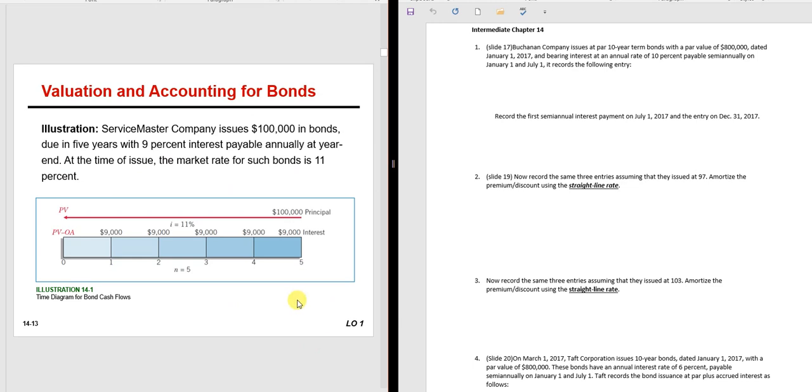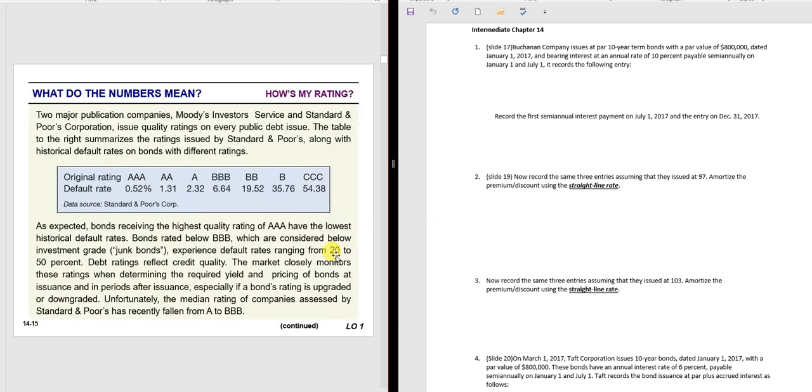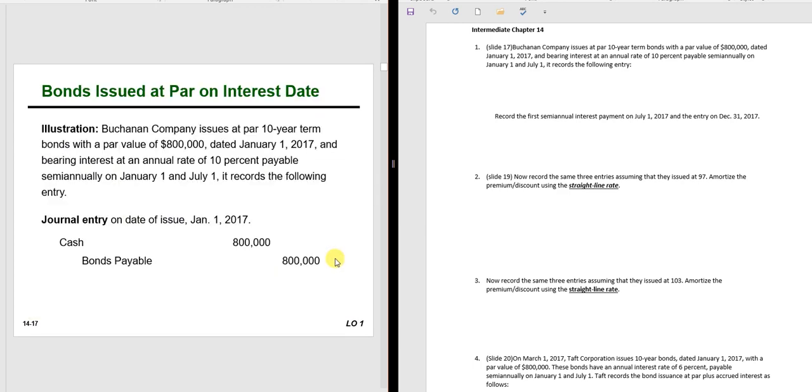All right, so I'm going to find this first one. It looks like it's slide 17. Okay, so Buchanan Company issues at par. That means, you just learned it, if they're at par, it's going to sell for $800,000. So I don't really even need to go to my present value tables because I know at par means the market interest rate and face are the same thing. So dated January 1st, so don't forget to pay attention to that, and bearing an interest rate of 10%. At this point in time, all I really care about is that they sold at par and they're $800,000.